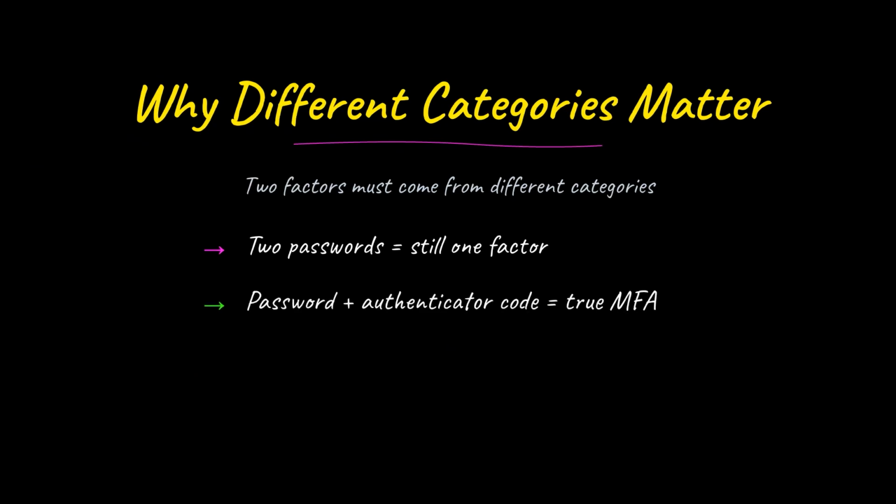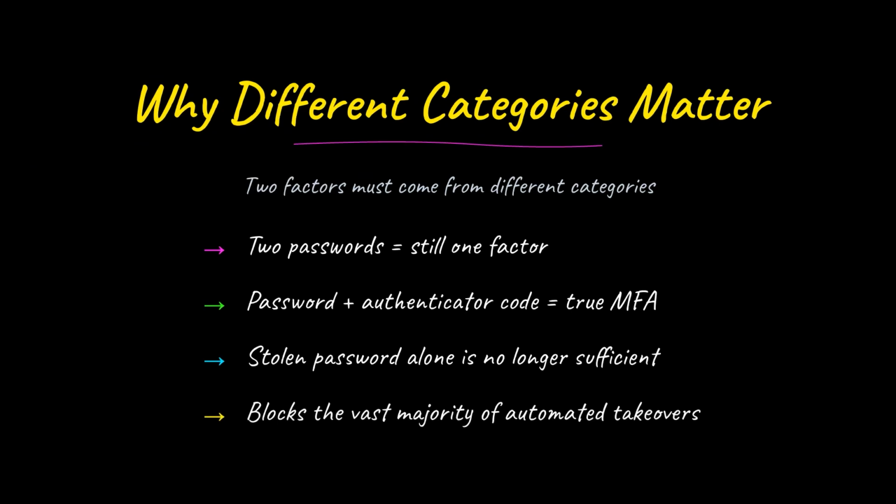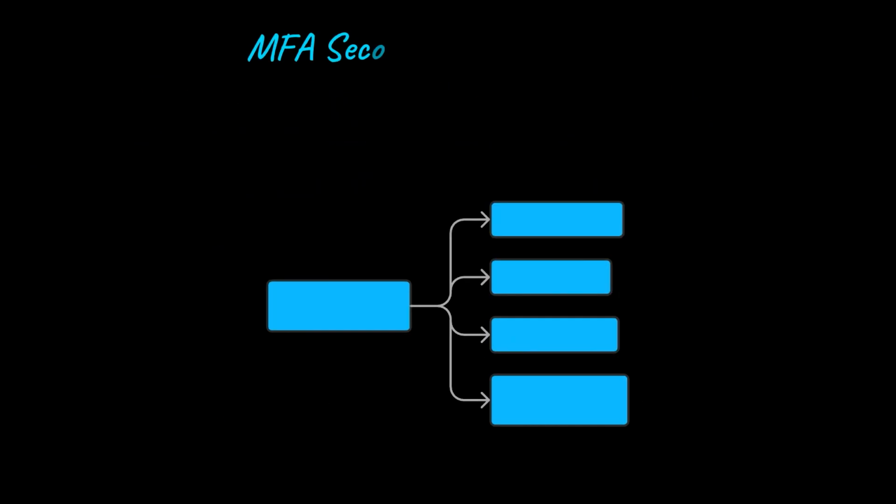The critical rule is that two factors must come from different categories. Two passwords provide no extra protection against credential theft, but a password combined with an authenticator code is genuine MFA, because even a stolen password is useless without the second factor from a separate source.